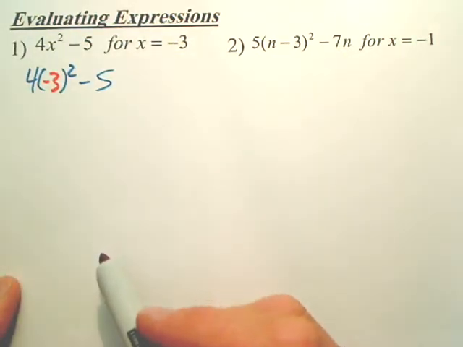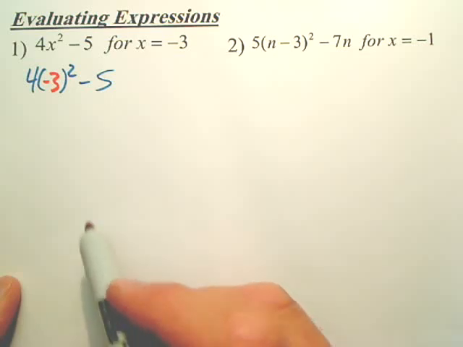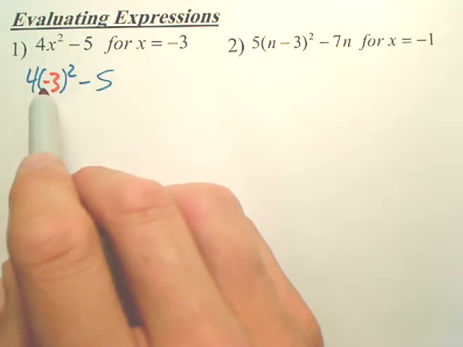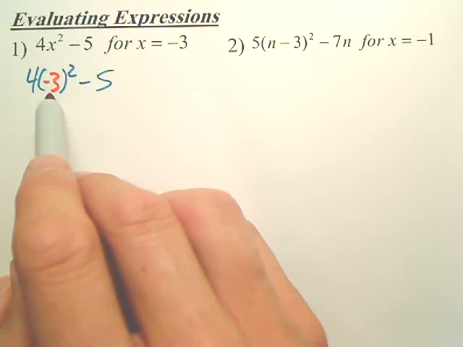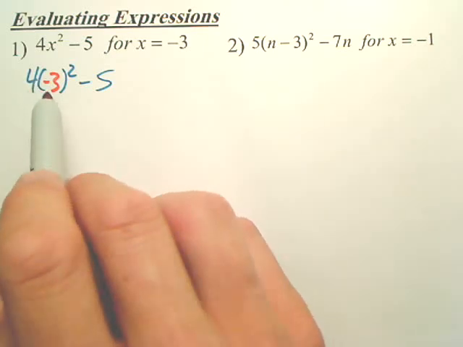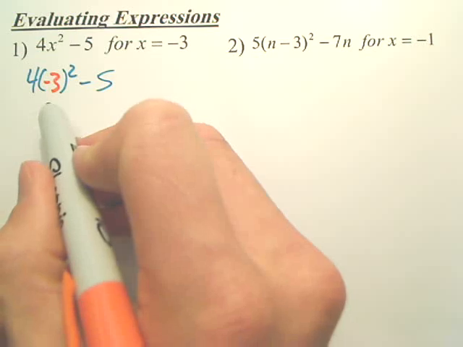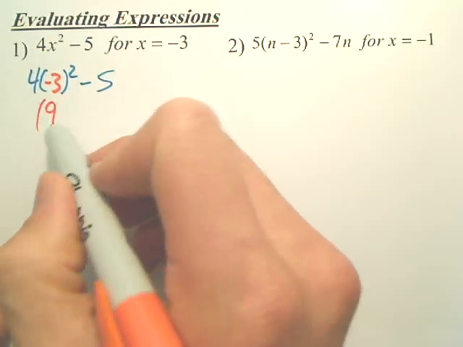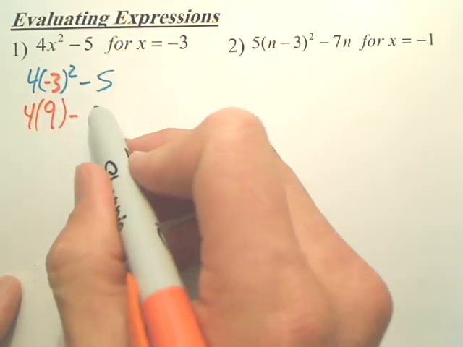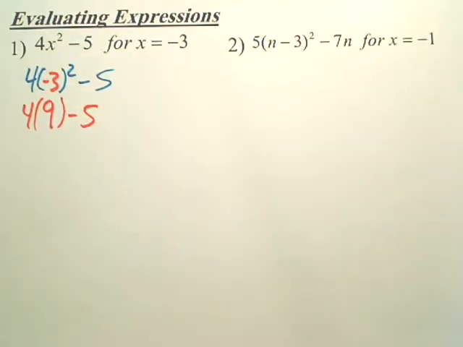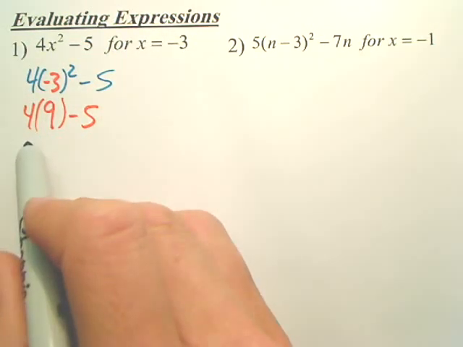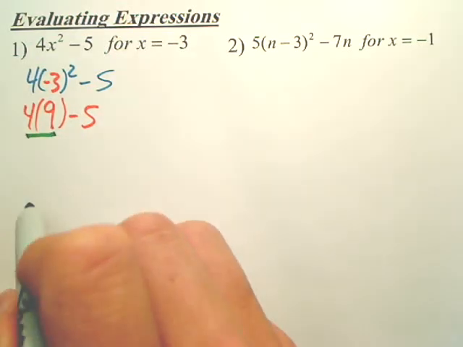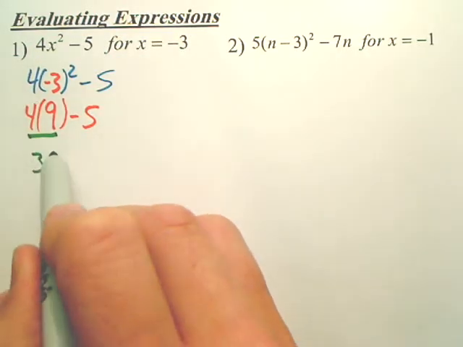Now I do order of operations. Parentheses, well, there's nothing inside to do. Exponents, oh, -3 squared, 9. Bring down the 4, bring down the -5. Now, order of operations. Multiply, divide. That is 36.